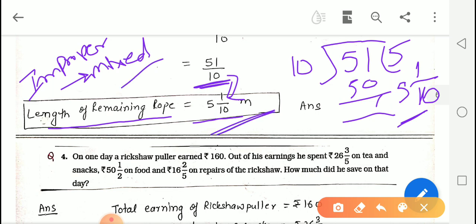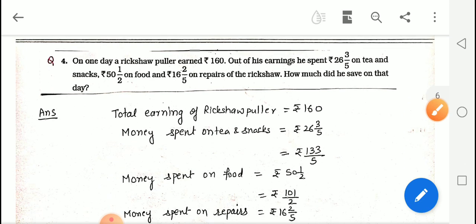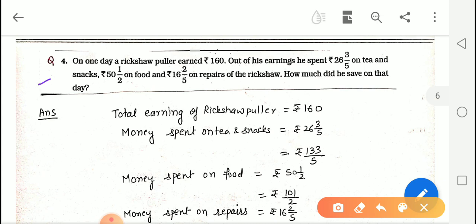Now let us do question number 4. Questions 2 and 3 I will give you in the homework. Question number 4. Let us read the question. On one day, a rickshaw puller earned rupees 160.